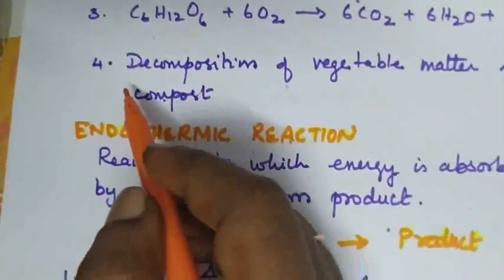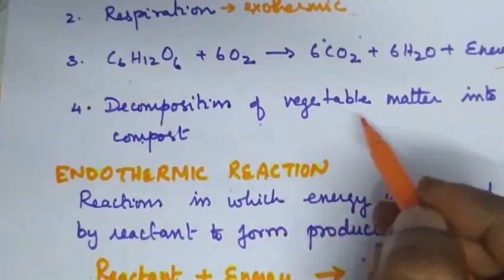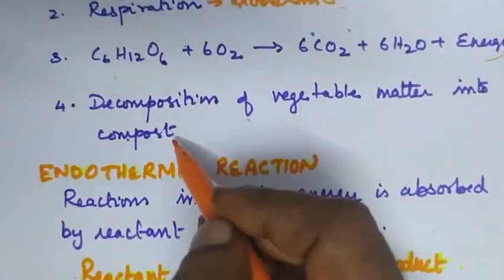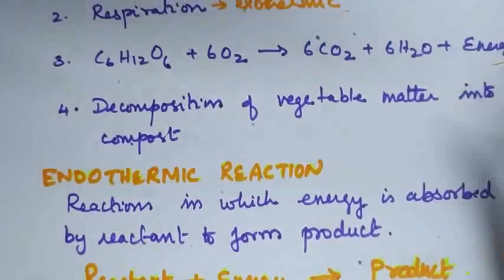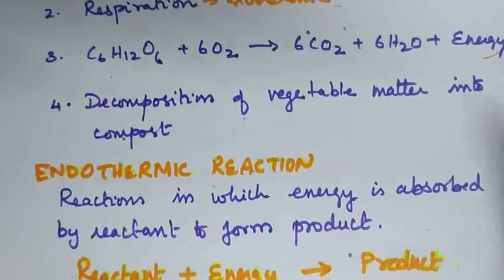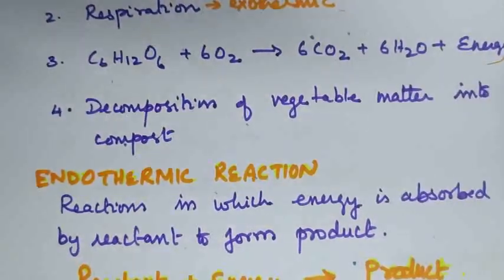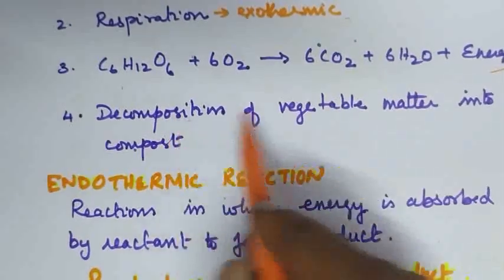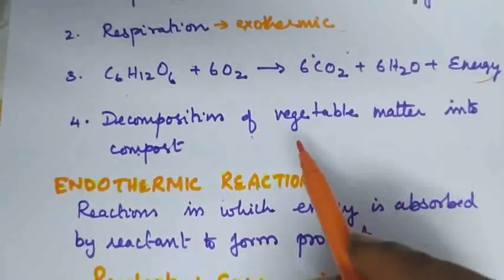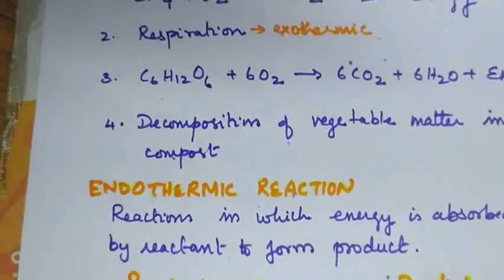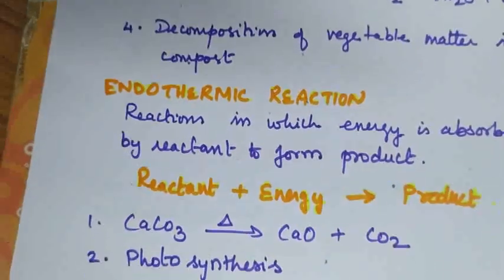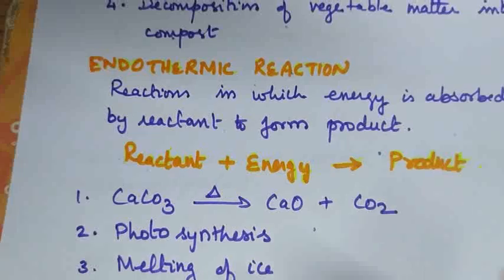We have another example, decomposition of vegetable matter into compost. So whenever any vegetable matter is decomposing, or when we are making it as a manure, then it is an exothermic process. So this will be useful for 10th standard students. Nice. Now let us see what is endothermic reaction.